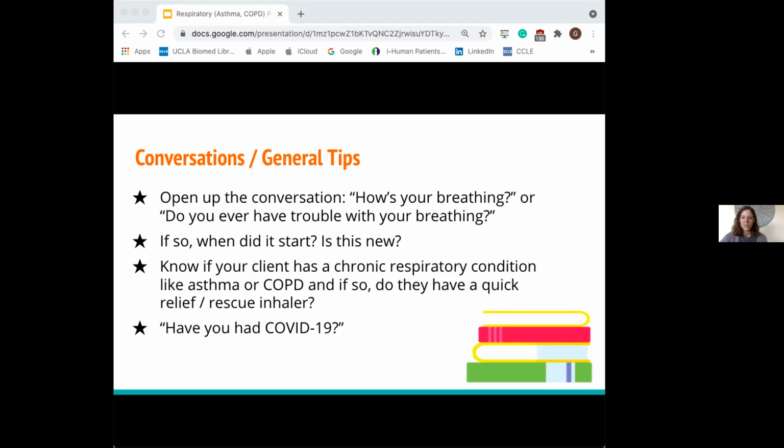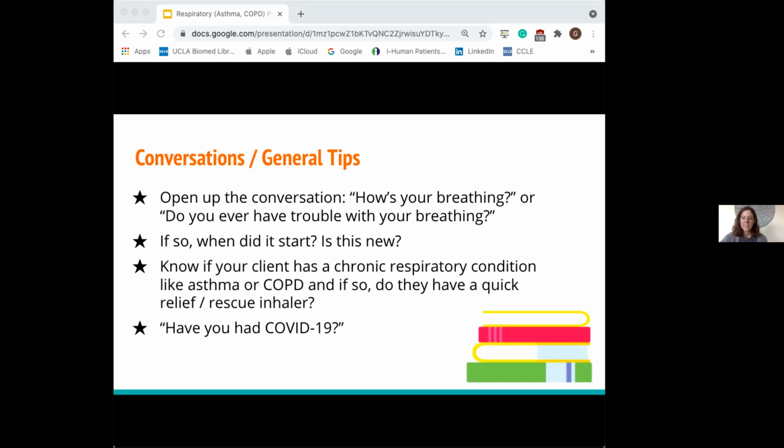And if so, see if they're open to visiting a provider and if you can help them schedule a visit. Find out if they've ever been diagnosed with a chronic respiratory condition like asthma or COPD, and do they have an inhaler? It may also be helpful to find out if the patient has had COVID. Many people have experienced post-COVID conditions with persistent difficulty breathing.